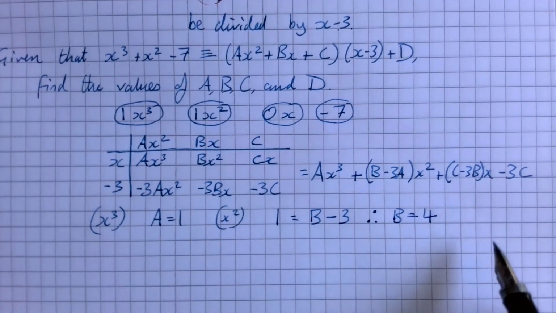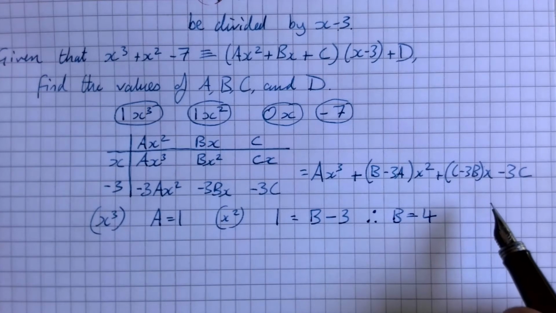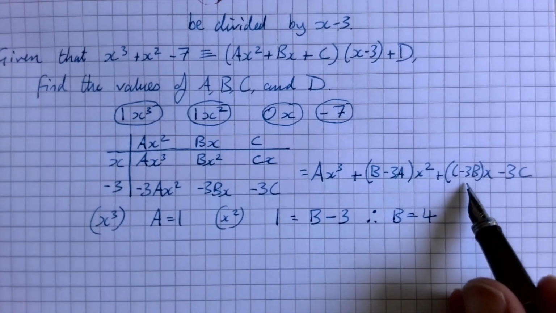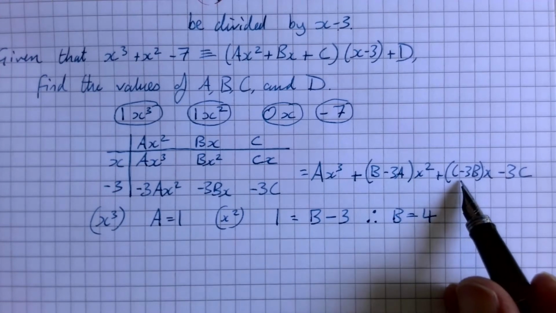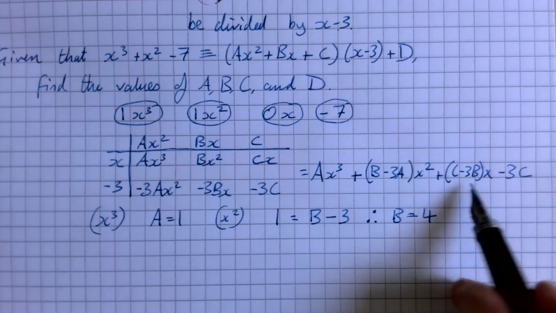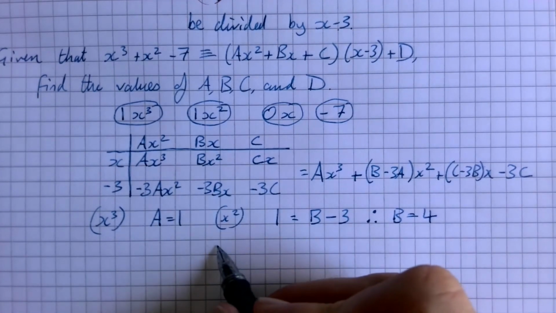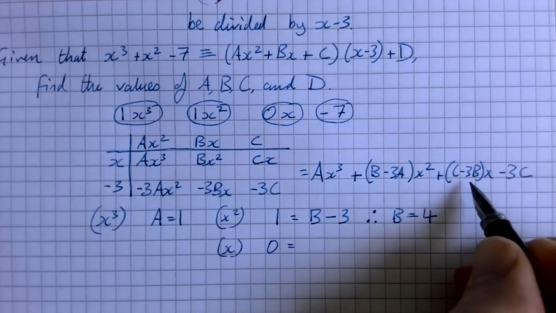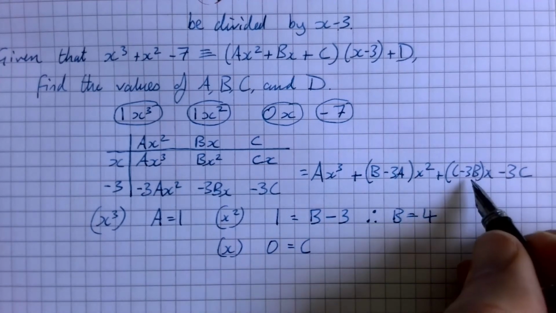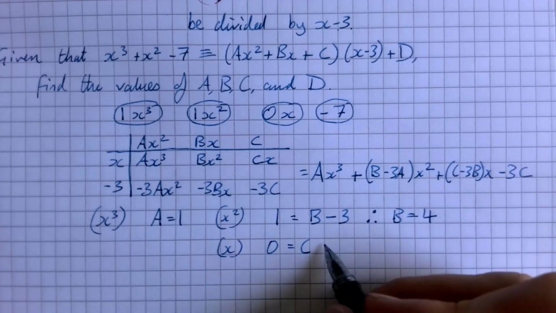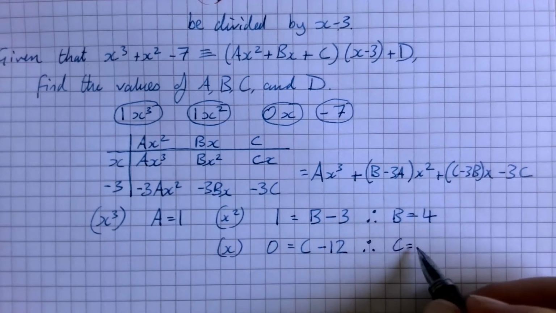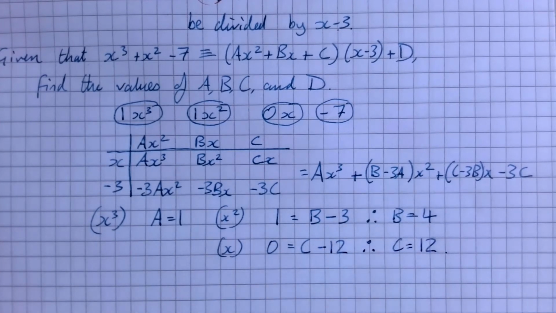Then if I come down to the last bit here, how many x's have I got? I've got 0 x's, which are going to be equal to c minus 3b. So if b is 4, then that'll be minus 12. Therefore c is equal to 12.